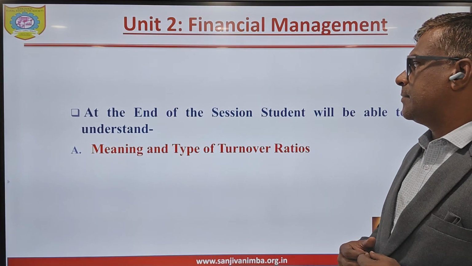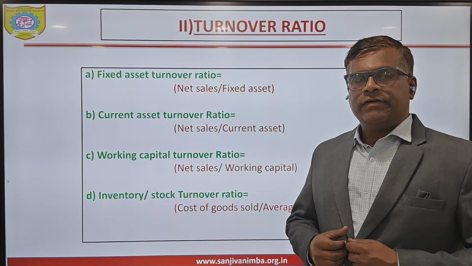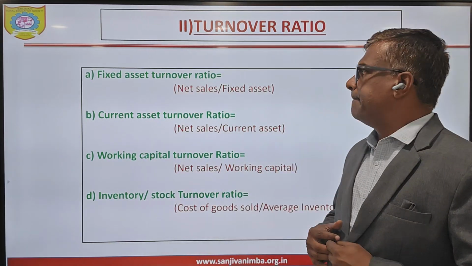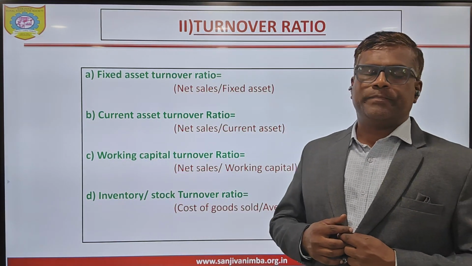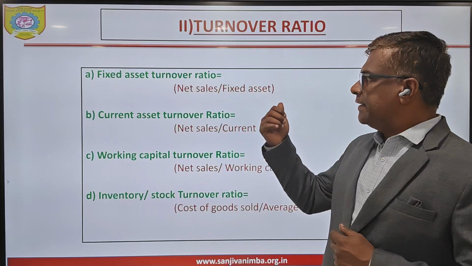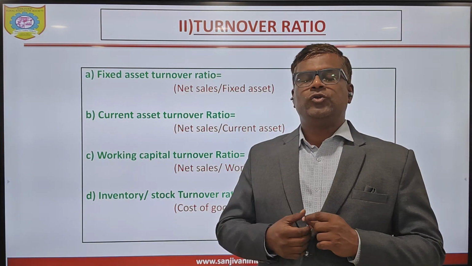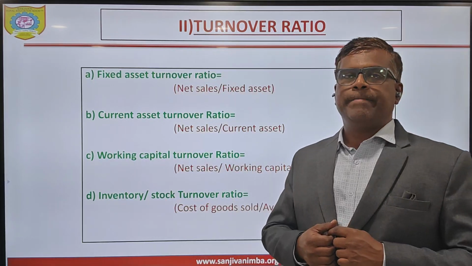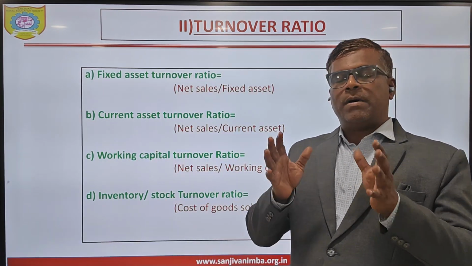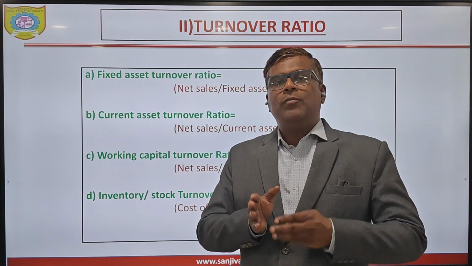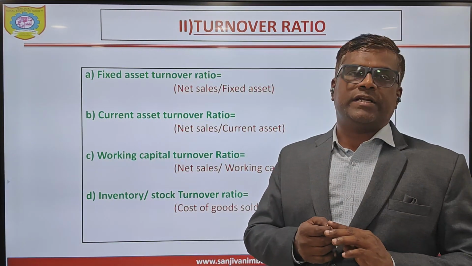So there are several types of turnover ratios. Number one, fixed asset turnover ratio. The formula is net sales divided by fixed asset. This particular ratio will help you in understanding, in comparison to the amount of investment that has happened in fixed asset, how much sale you are able to generate.